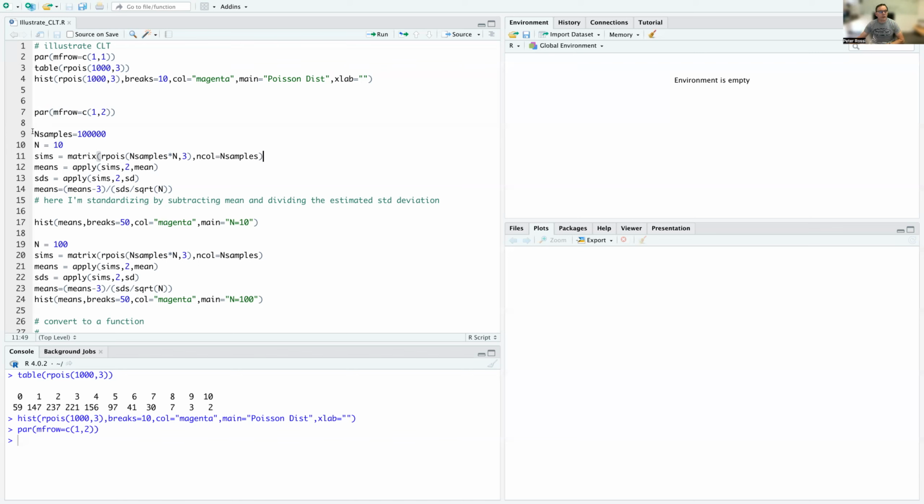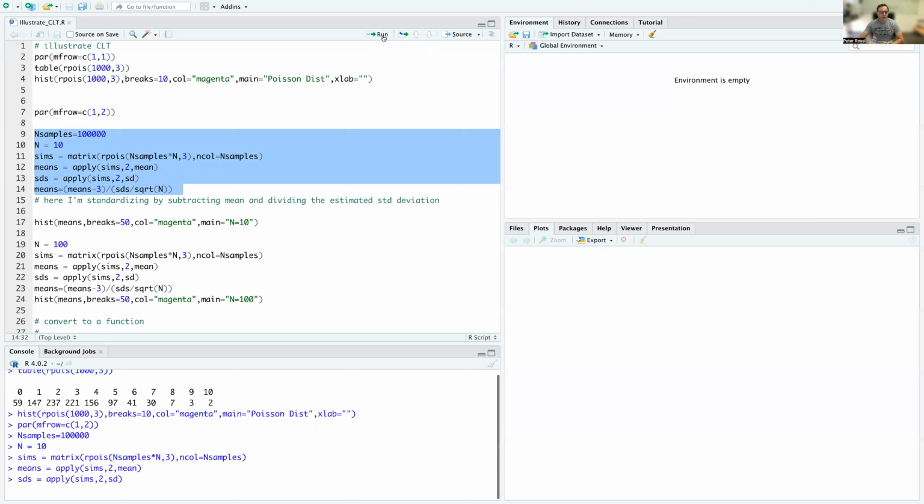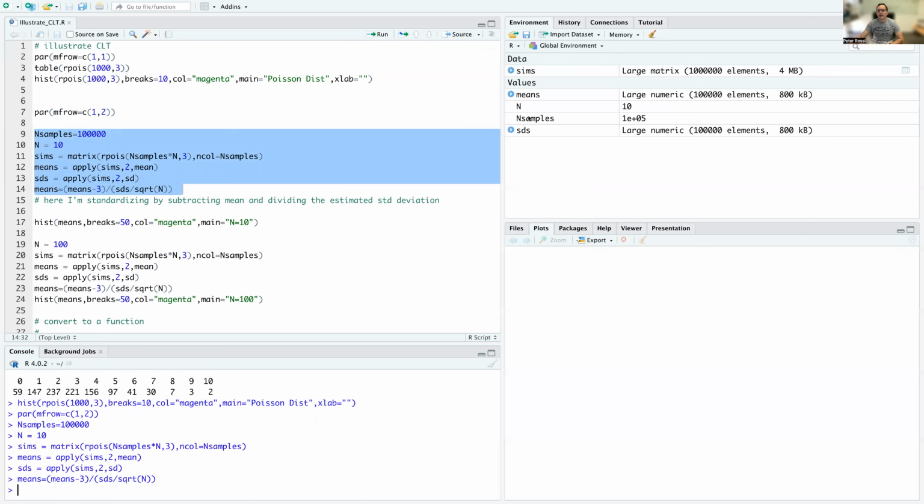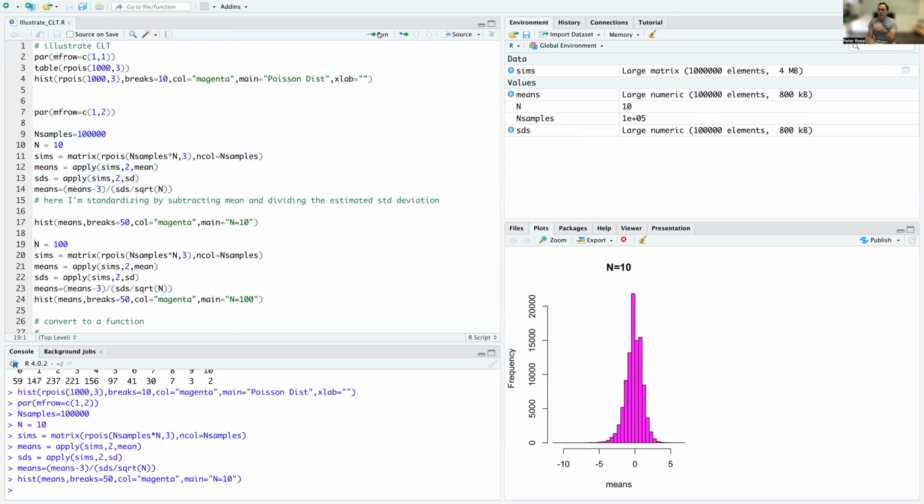So let's run it first for the samples of size 10, or averaging 10 Poisson random variables. And you can see it created this matrix of 1 million elements. Means contains 100,000 elements, one for every one of the samples. And I've standardized the means. And now let's plot them using the histogram command. And over here on the rightmost plot is a histogram of the draws of these means standardized. So it has mean 0 and about unit standard deviation.